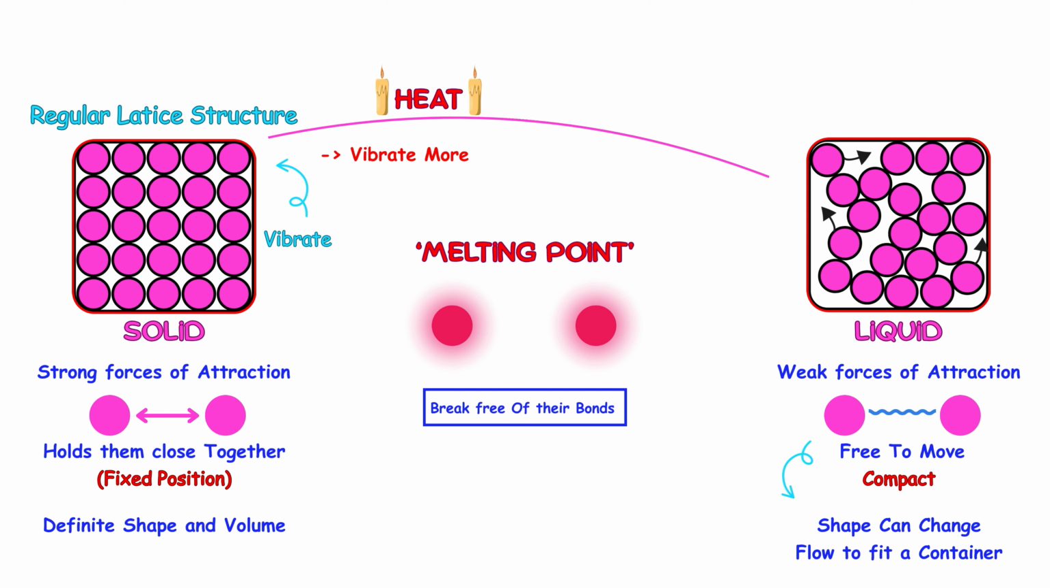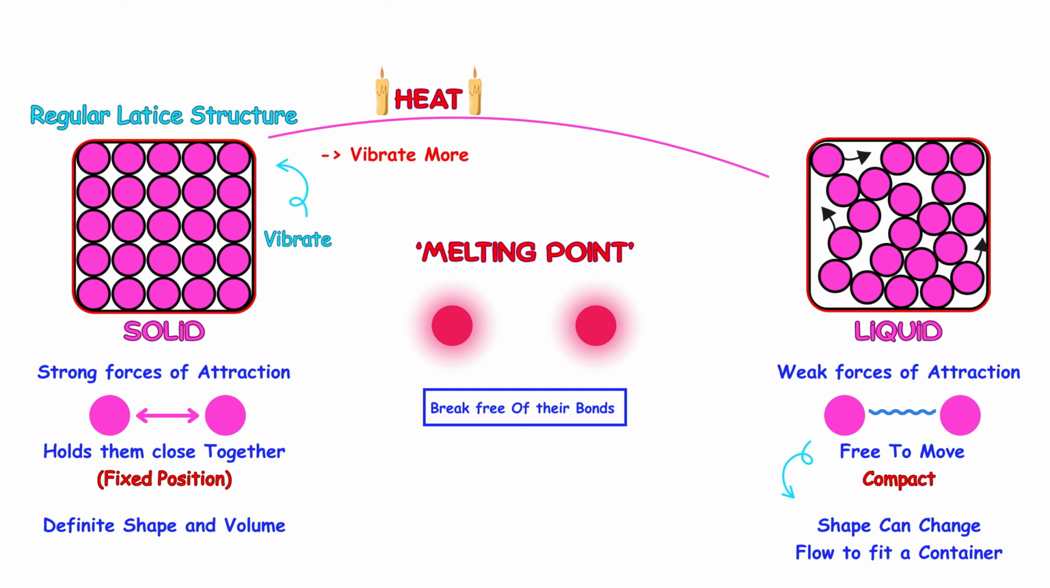Now in liquids, the forces of attraction are much weaker, allowing particles to move past each other more freely and arrange themselves more randomly, but they are still close enough to stay compact, which is why liquids have a definite volume but no fixed shape, meaning they can flow and adapt to the shape of any container they are poured into.